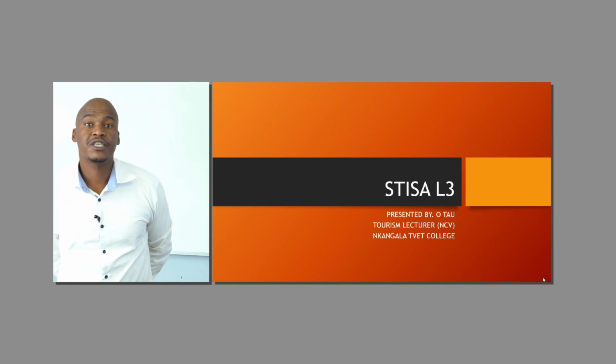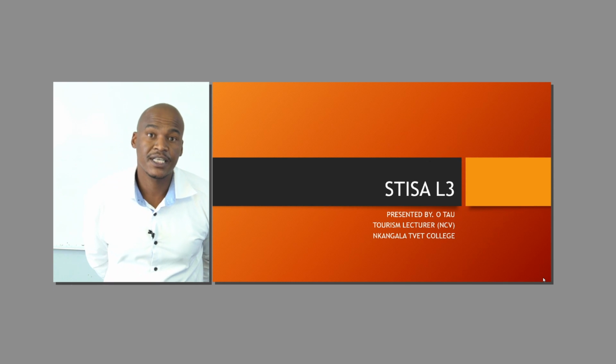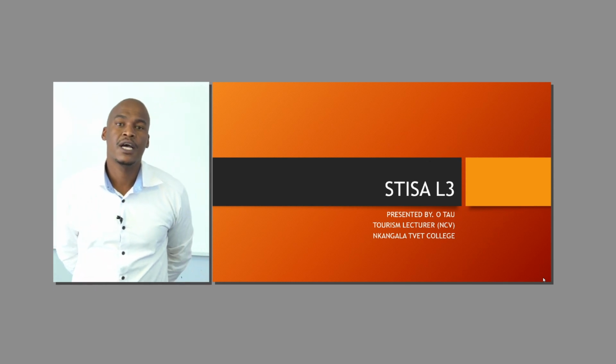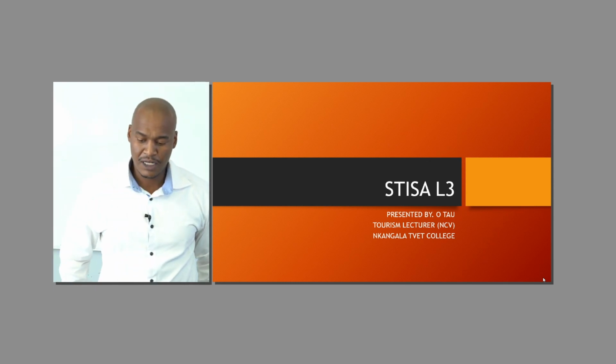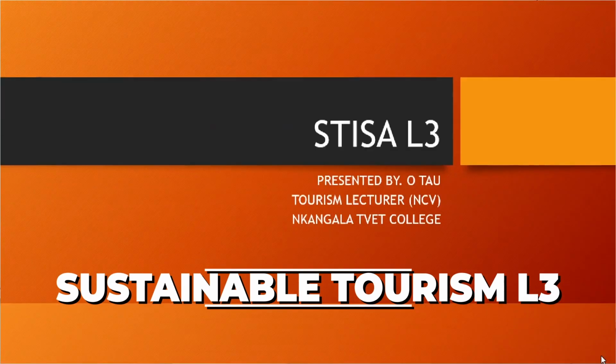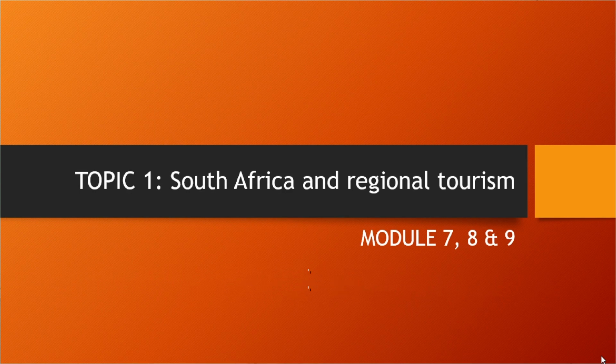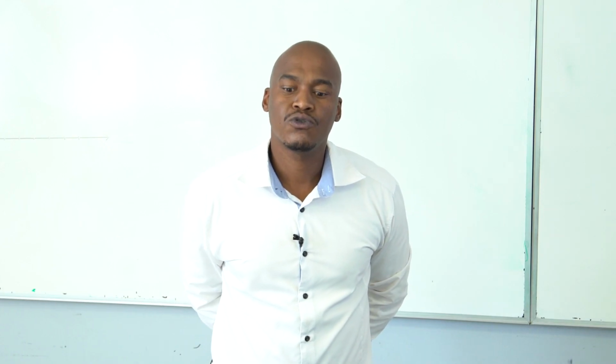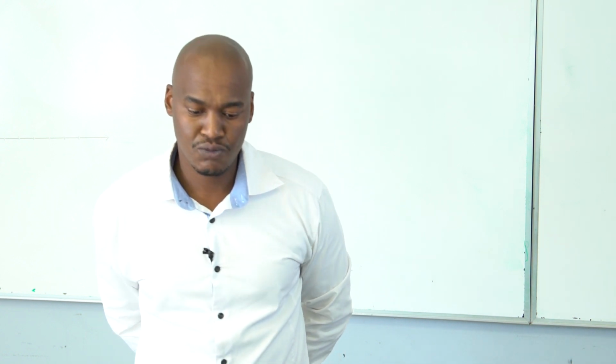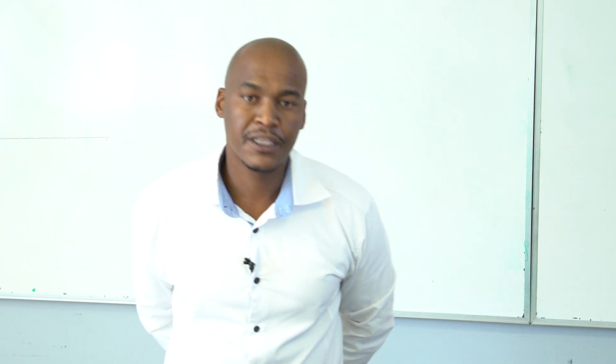I'm going to be presenting a lesson on sustainable tourism level 3. My main focus will be on module 7, 8 and 9. Basically we are wrapping up topic 1 and we'll only be left with topic 2 after this. Prior to this module, you must have done module 1 to module 6 in the textbook.